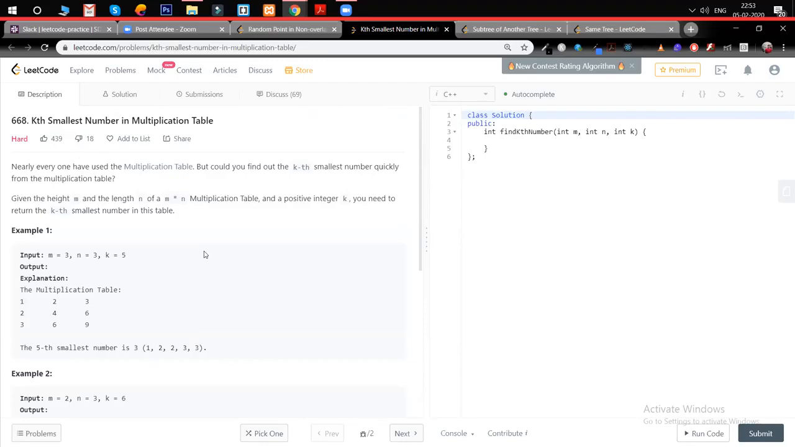Yeah, I'm also thinking somewhat like this. We can have a priority queue or heap, and then iterate over the rows: 1, 2, 3, then 2 ones are 2, 2 twos are 4, then thrice, and push them to a heap, and from there we can find the kth smallest number. Let's say I'm looking for 9. Based on your solution, it seems it will be m into n. Yeah, it will be m into n.